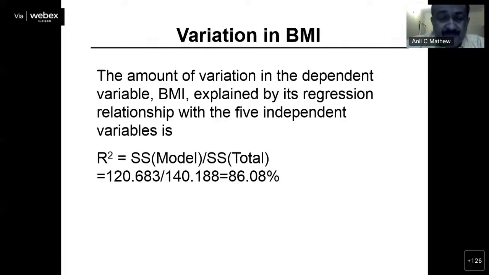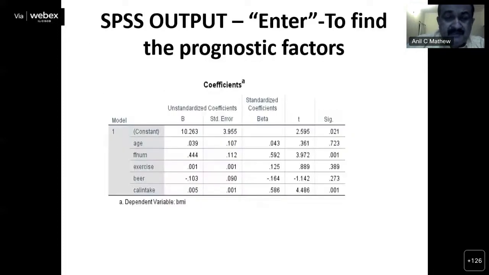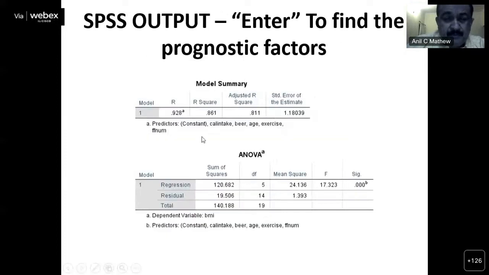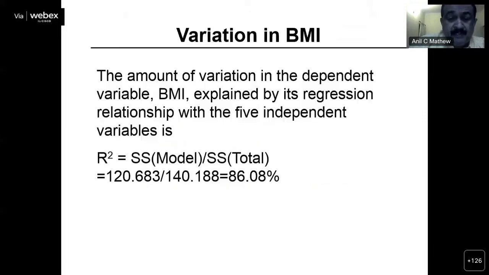Now we have other information also. One is the R-square value in the regression equation. Here they are giving the R-square value as 86.1. But how do they get this 86.1? It is just a division of the regression sum of squares by the total sum of squares: 120.682 divided by 140.188. If you divide these two values, we get this R-square value.